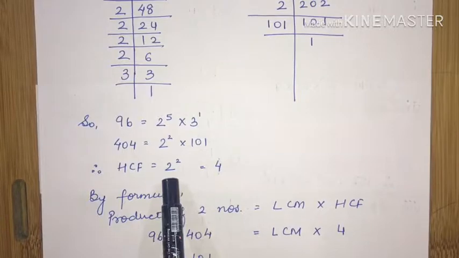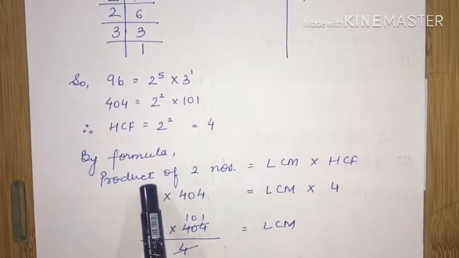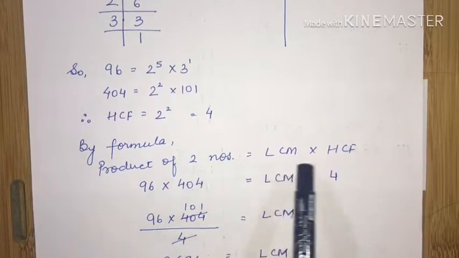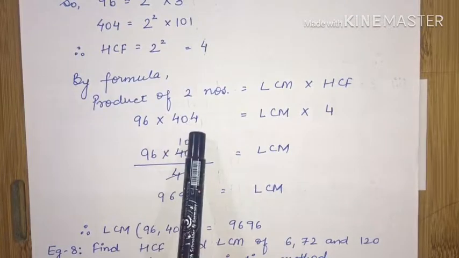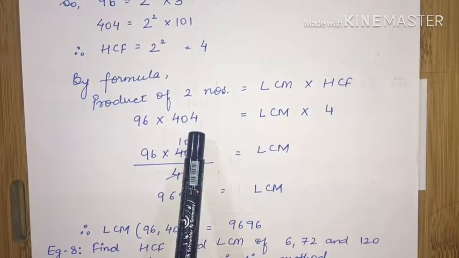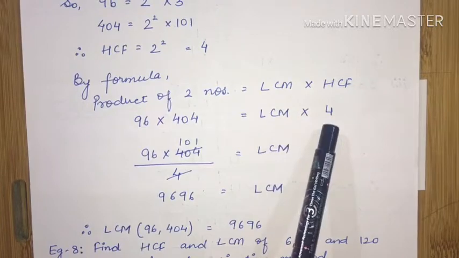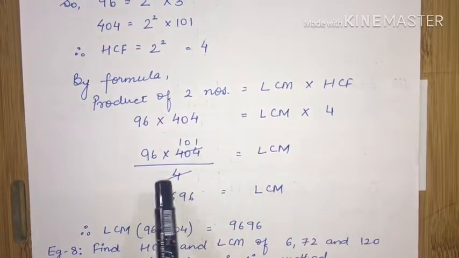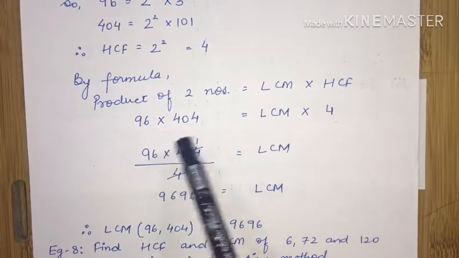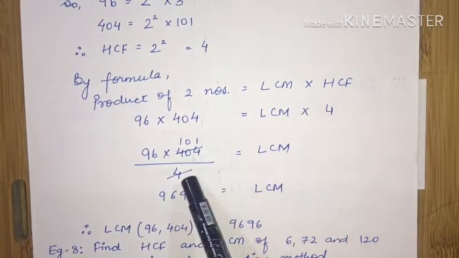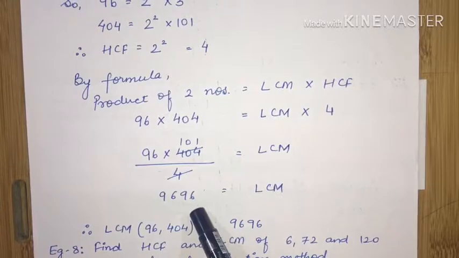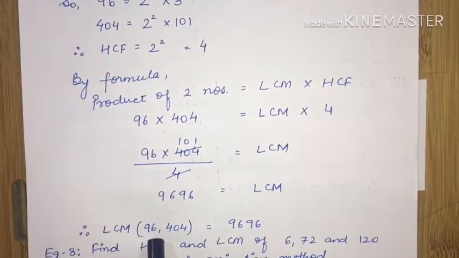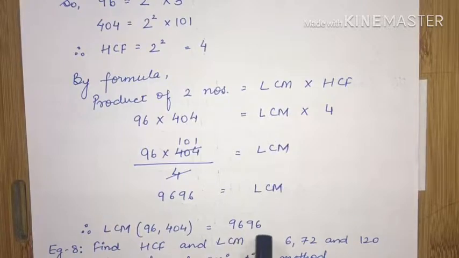So now we have HCF, we have two numbers, we can use the formula: product of two numbers is equal to LCM into HCF. So 96 into 404, which are the given two numbers, is equal to LCM into HCF. So what is the HCF? 4. We have substituted the values over here. 4 would go in the denominator as it would get divided. After division, LCM comes out to be 9696. Therefore, LCM of 96 and 404 is equal to 9696.